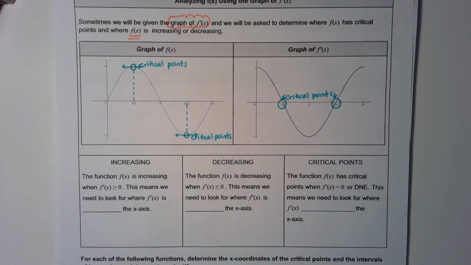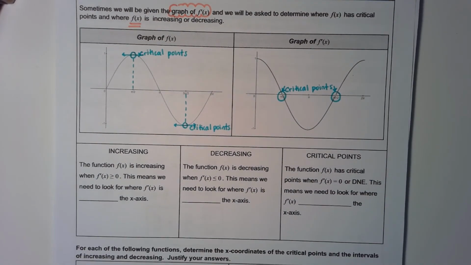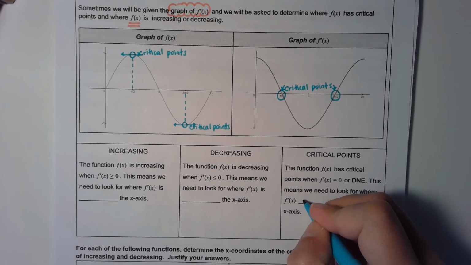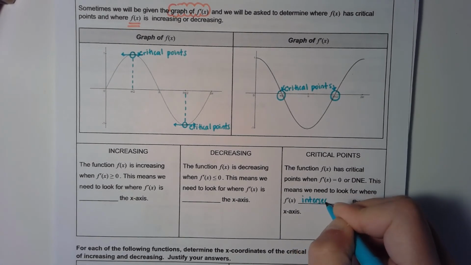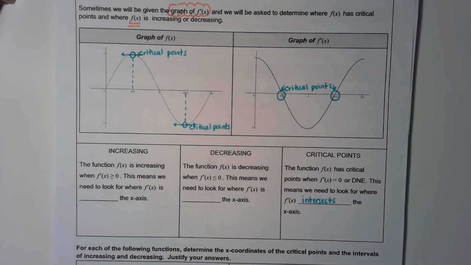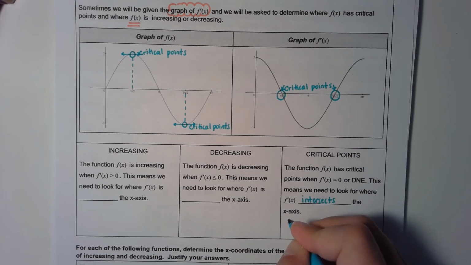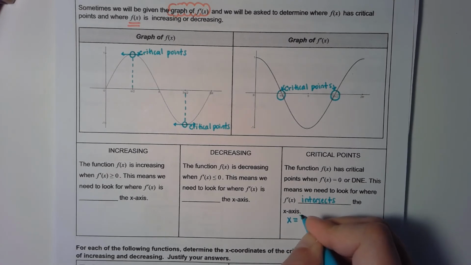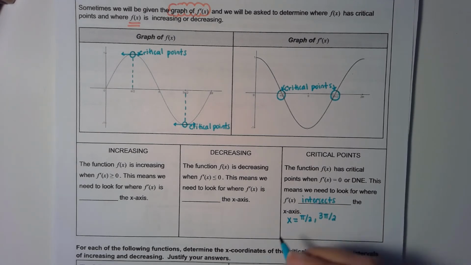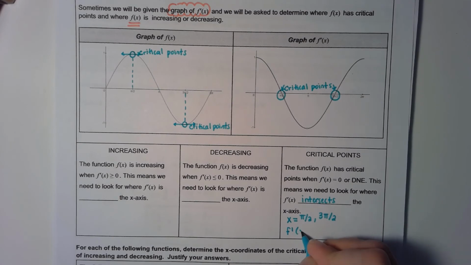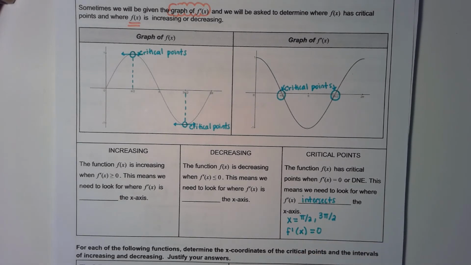So what we usually say is that a function has critical points when the first derivative intersects the x-axis. So in other words, when we have x-intercepts, we would say for this problem that the critical points are at pi over 2 and 3 pi over 2. And our reason is the same. It's because those are the places where the first derivative is equal to 0. It's just that when you're looking at the graph of the first derivative, those are the x-intercepts.